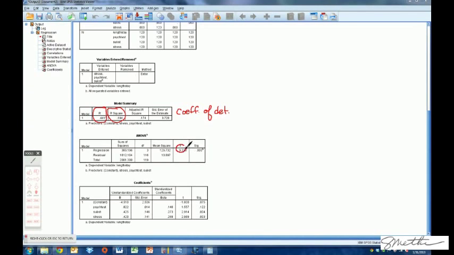Something else to pay attention to is your F ratio, because your F ratio is going to tell you about your significance, and this is the overall test. So we have a significant model based on this F ratio, so we want to look at the F, the significance. That's something important to look at as well.